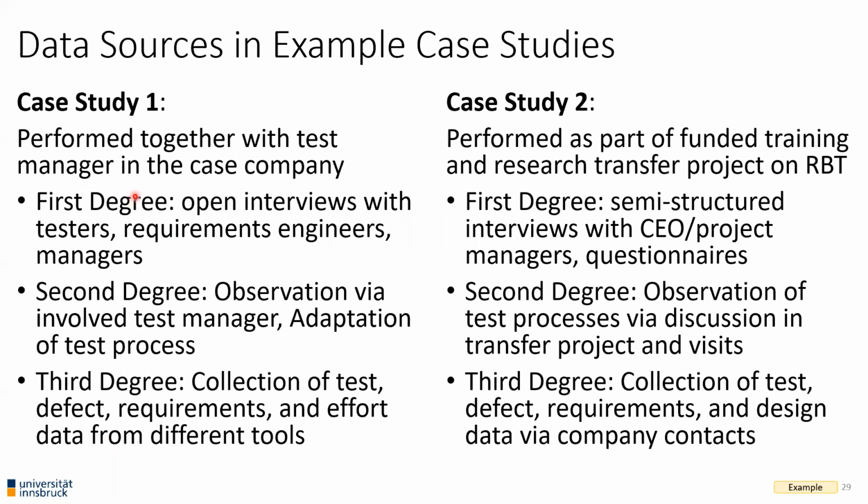So in both case studies, we had data sources on all degrees. So in the first one, the defect taxonomy, we did open interviews with testers, requirements engineers, managers. Then we did observations via the involved test manager. There the setting was that we had one test manager in the company who actually wanted to work with us and improve something. This is the one pattern that leads to success, having one person in the organization in the cases that wants to work with you.